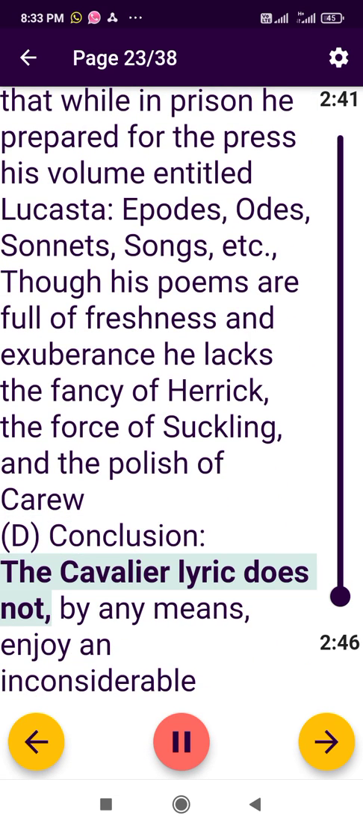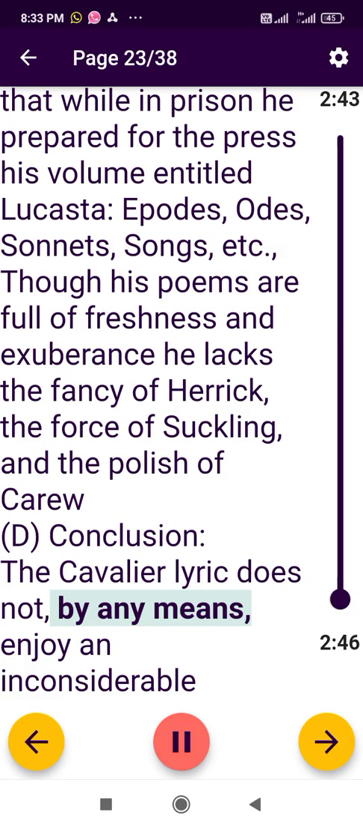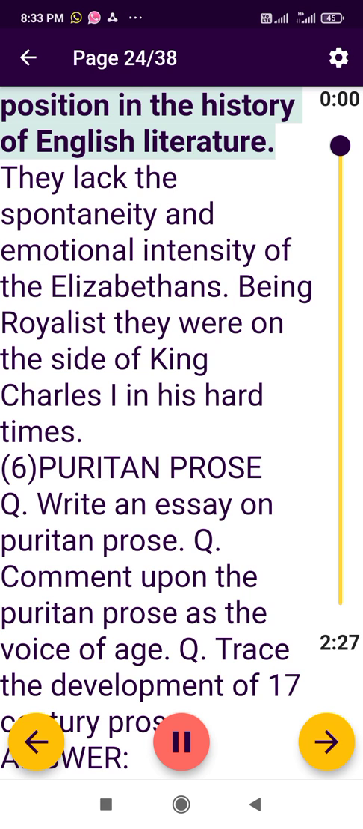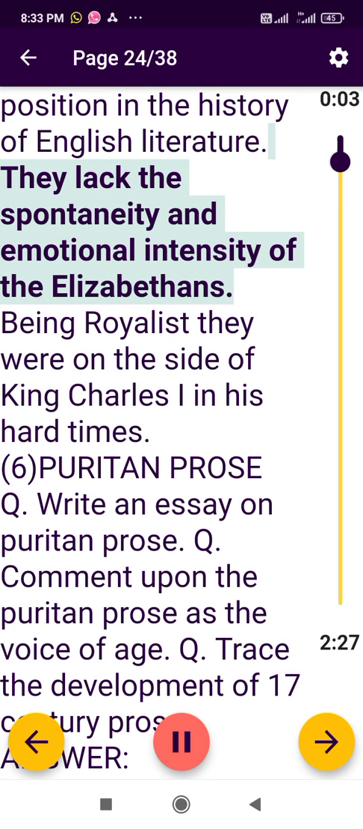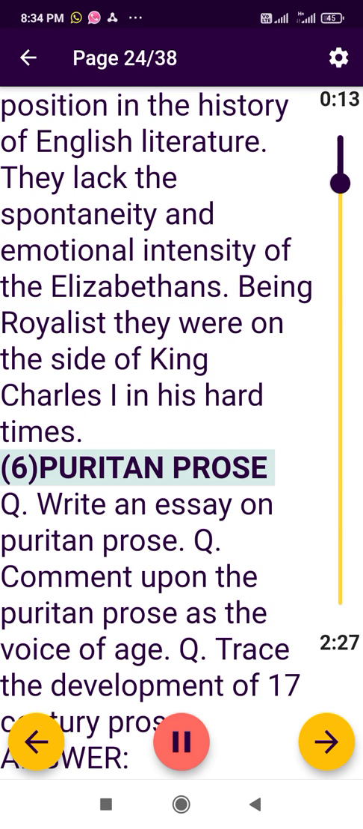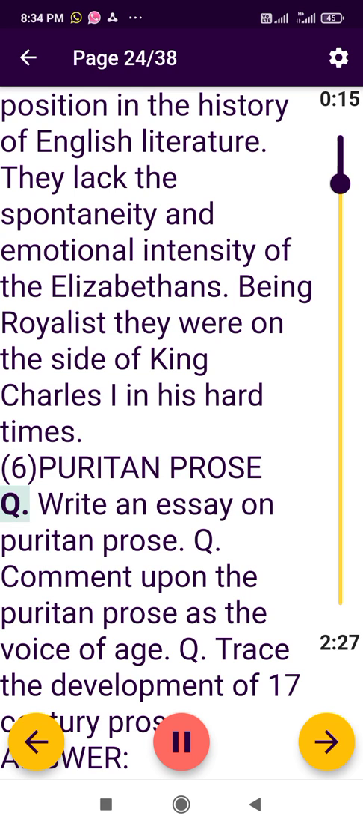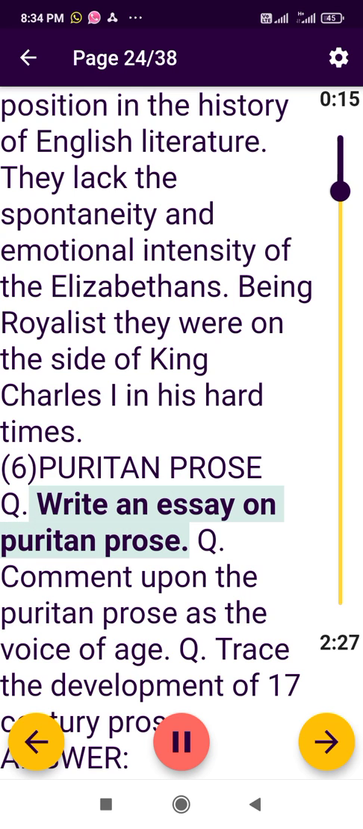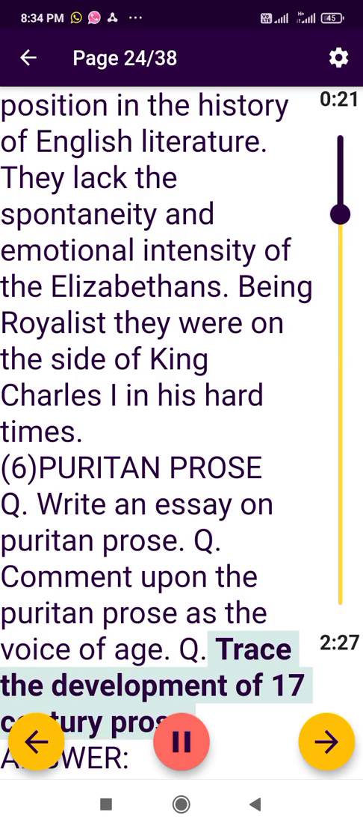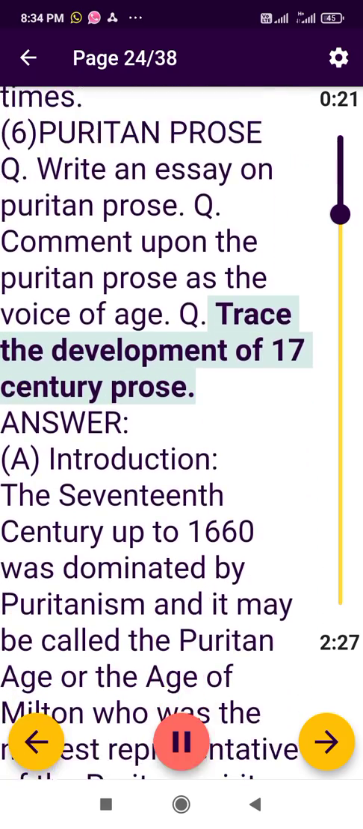The conclusion. The Cavalier lyric does not, by any means, enjoy an inconsiderable position in the history of English literature. They lack the spontaneity and emotional intensity of the Elizabethans. Being royalist, they were on the side of King Charles I in his hard times. 6. Puritan prose. Q. Write an essay on Puritan prose. Q. Comment upon the Puritan prose as the voice of age. Q. Trace the development of 17th century prose.